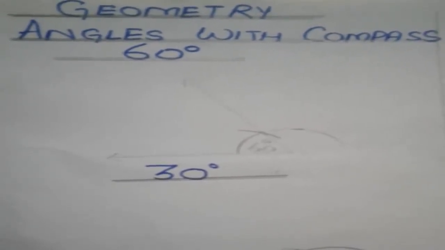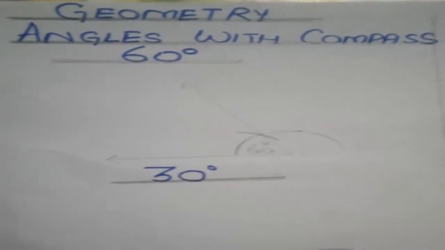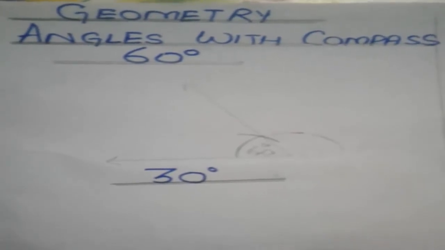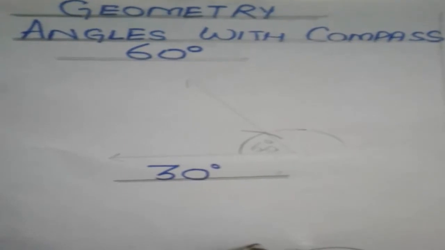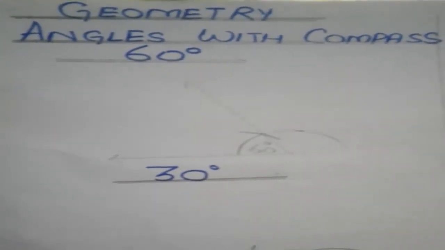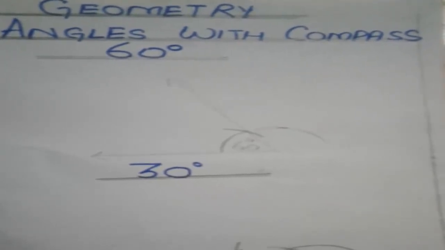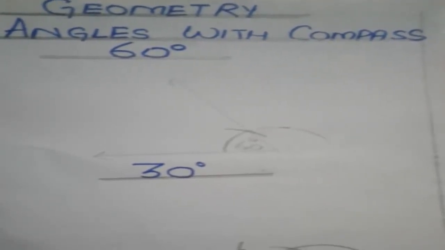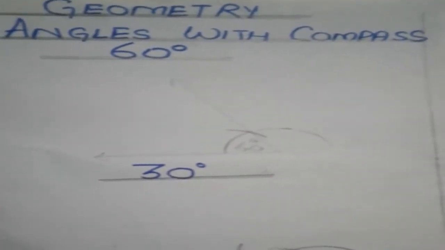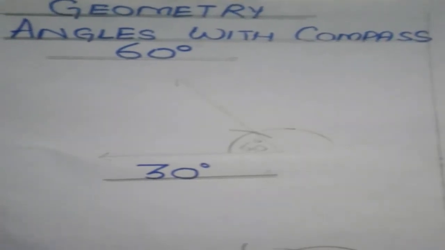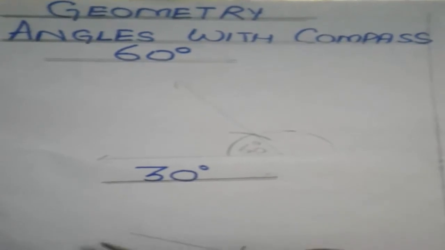30 degree is the half of 60. It means that put the compass at this point 0 and draw the first arc, and then again put the compass at 60 and draw the second arc. The first arc intersects the second arc just like this. I am repeating again. First put the compass at this 0 degree, draw the first arc, then again put the compass at this 60 and draw the second arc. This point is known as the angle of 30 degree.